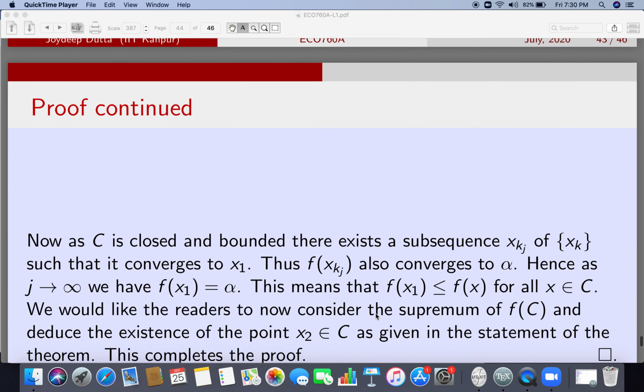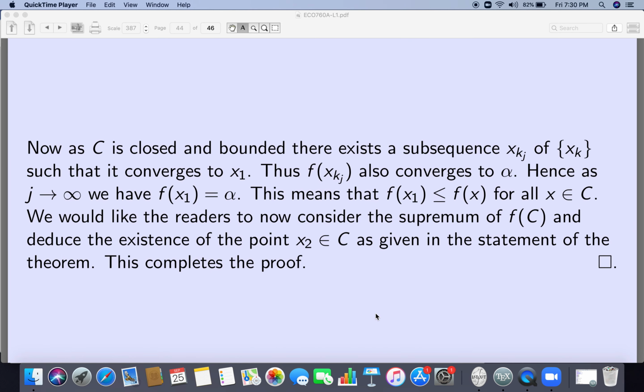Now since C is closed and bounded, the sequence xk is bounded, and there is a subsequence, by the Bolzano-Weierstrass theorem, which converges to x1, right?